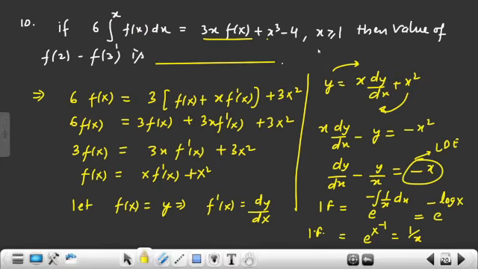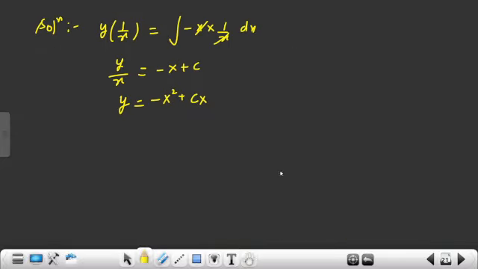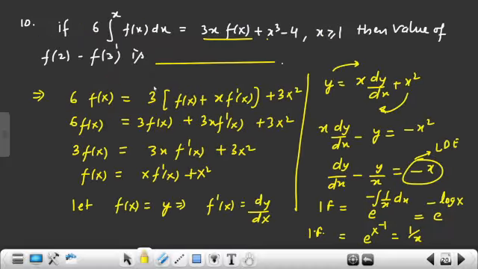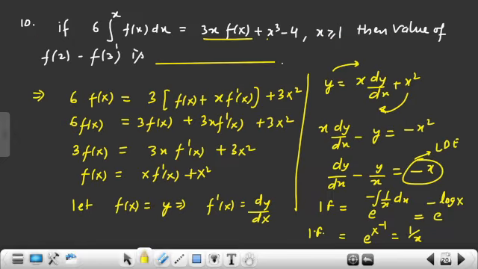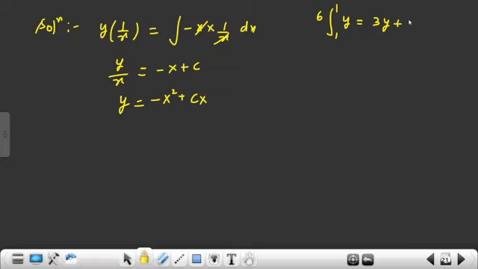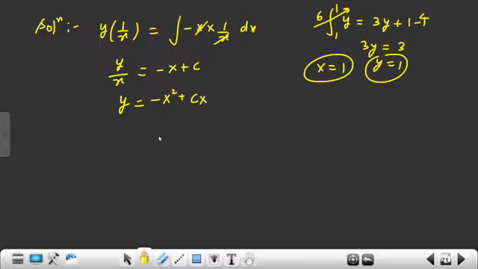Now in this equation, if I put x as 1, right? 6 integration 1 to 1, x as 1 I am putting. So f(x) is y basically, and equals 3, x is 1, f(x) is y, plus 1 minus 4. Now if the limits are the same, the integration is 0. So 3y value is 3, so y value is how much? 1. So at x equals 1, y is 1. So I have to use here x as 1, y also 1. So the c value is coming as 2.